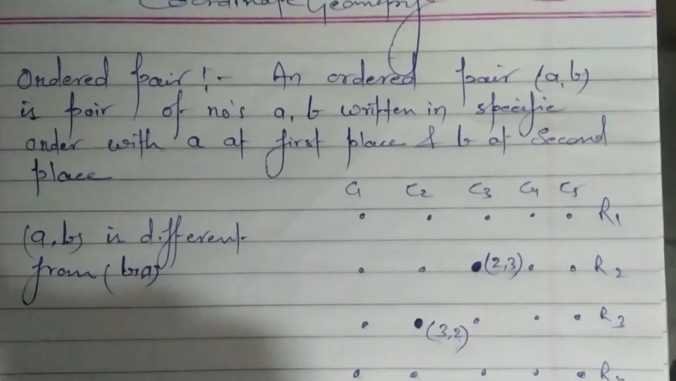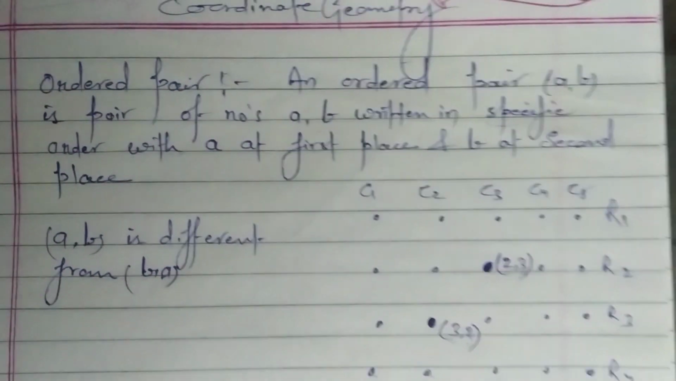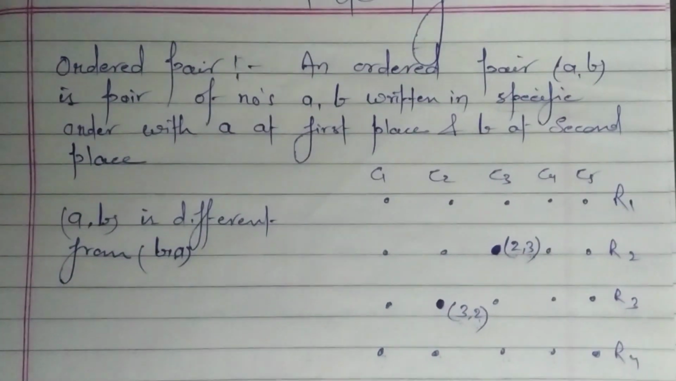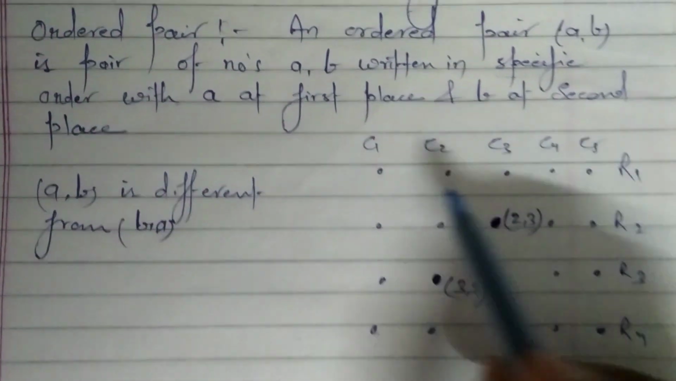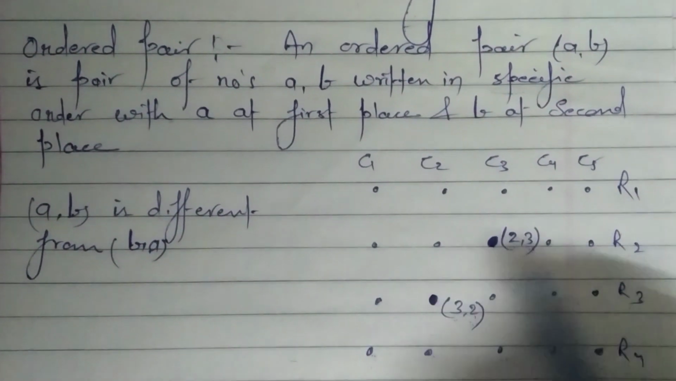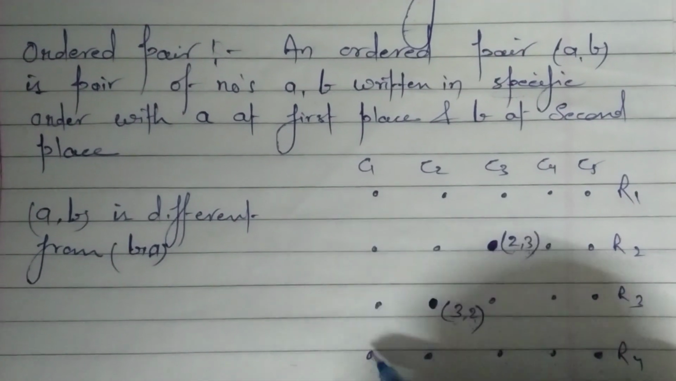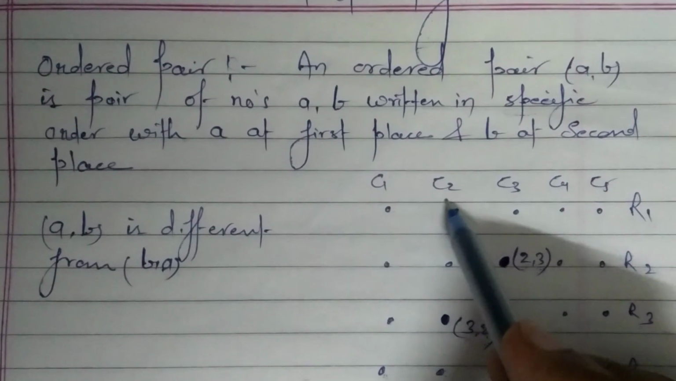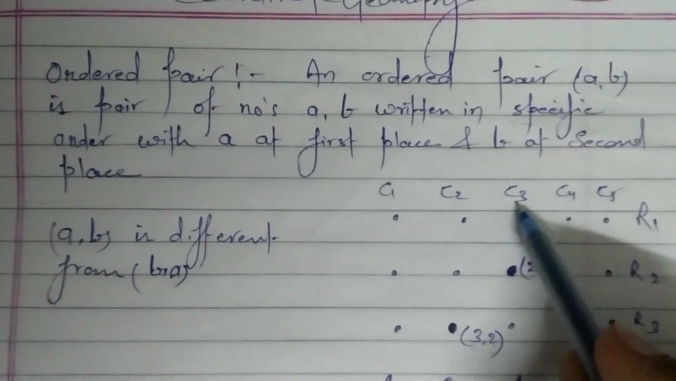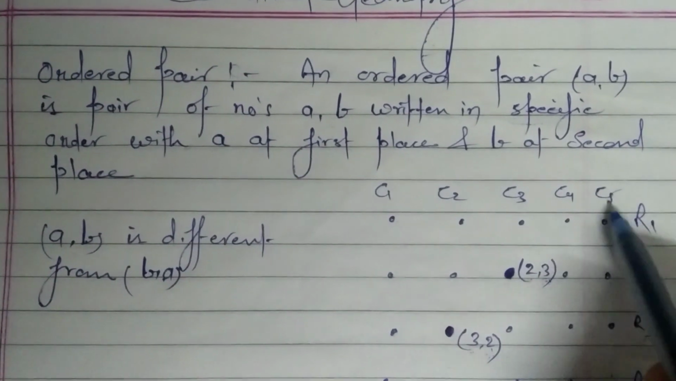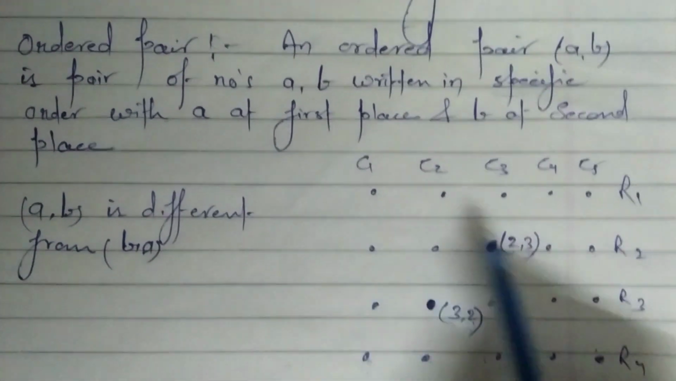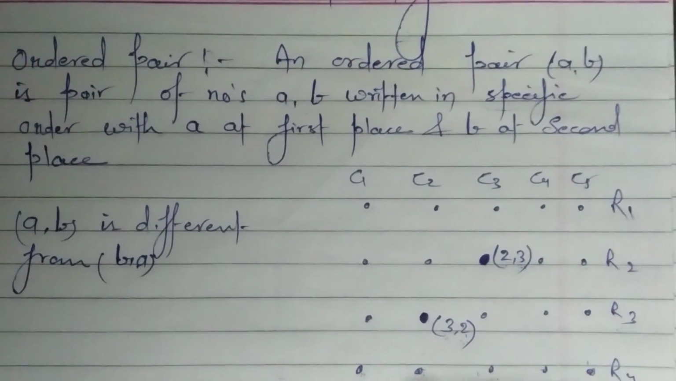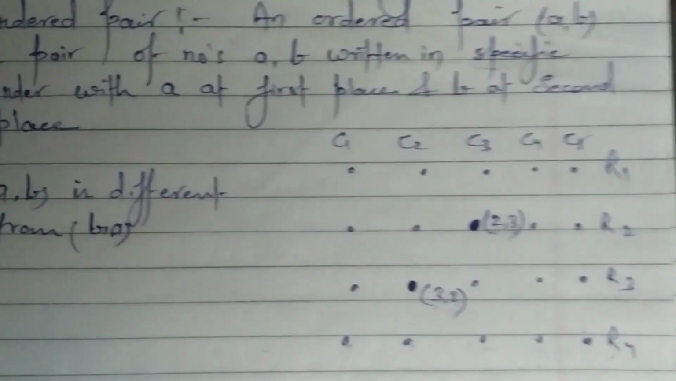This ordered pair will show the different position in the plane of a point. Fine. You see the example, then you will get the concept more clearly. These dots are showing the seats in a particular classroom. Vertical seats are represented by column C1. These vertical seats are represented by column C2. Similarly, these by C3, these by C4, these by C5. And these horizontal seats are represented by R1, R2, R3 and R4. R for row here.